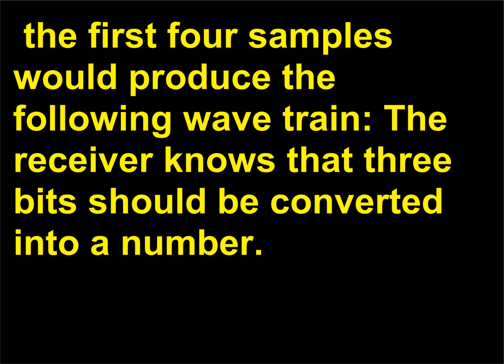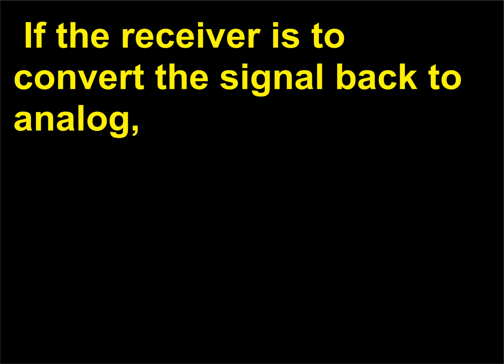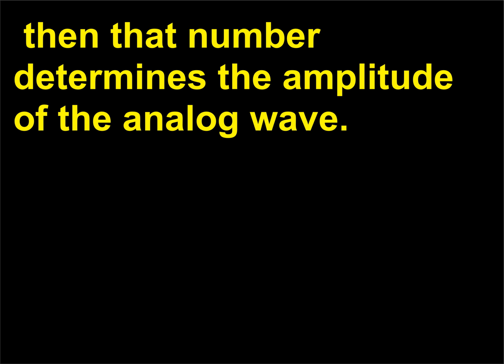The receiver knows that 3 bits should be converted into a number. If the receiver is to convert the signal back to analog, then that number determines the amplitude of the analog wave.